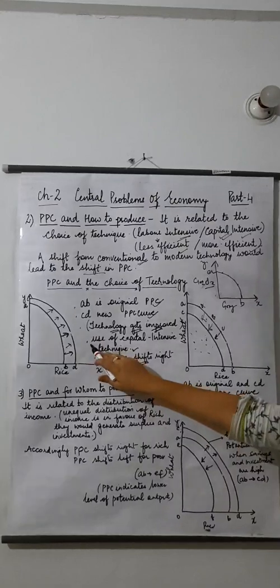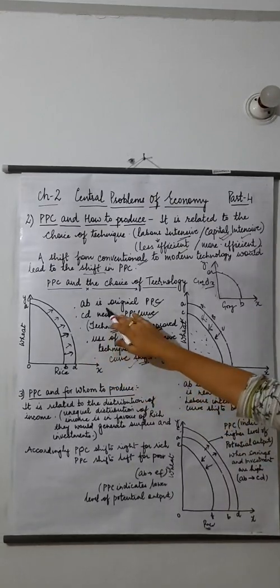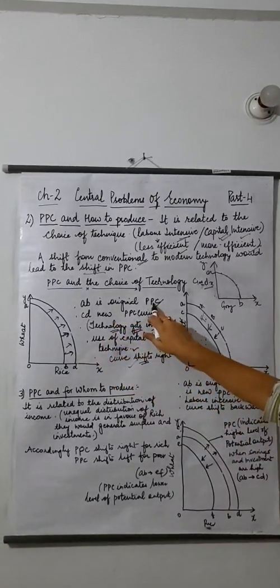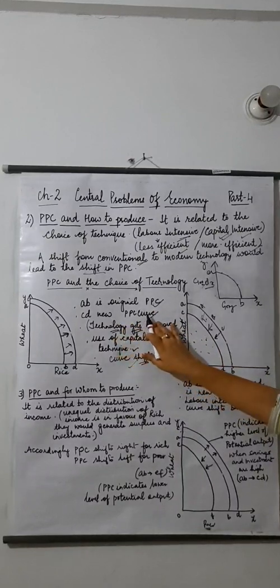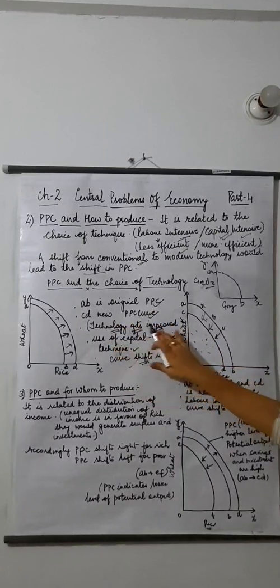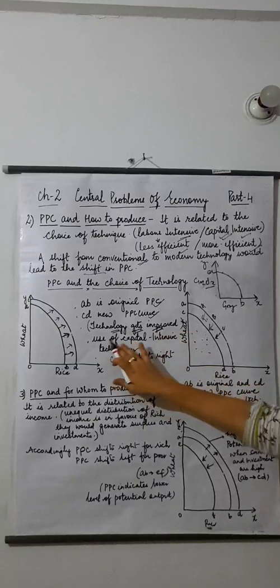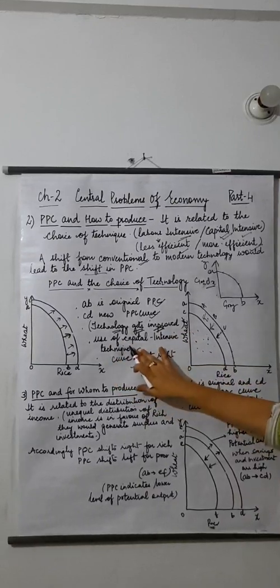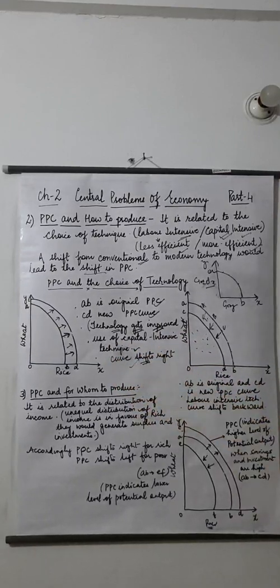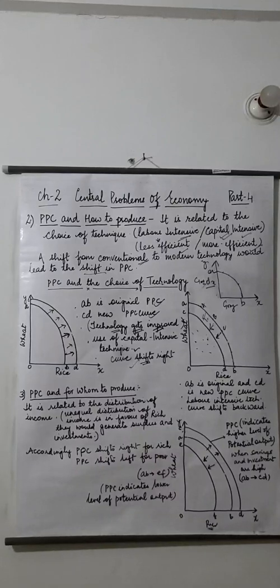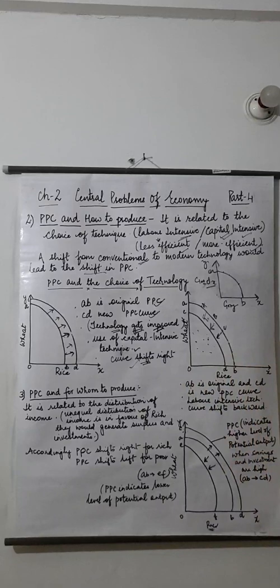So the observation which we get from here is that AB is the original PPC, CD is a new PPC curve. Technology gets improved, use of capital intensive technique, curve shifts right. Understood? Now we'll get to understand the labor intensive curve.